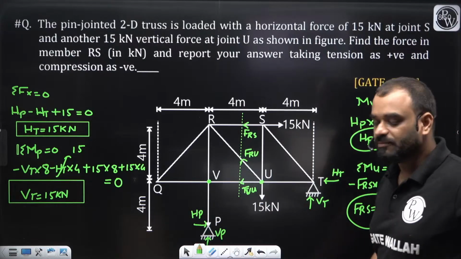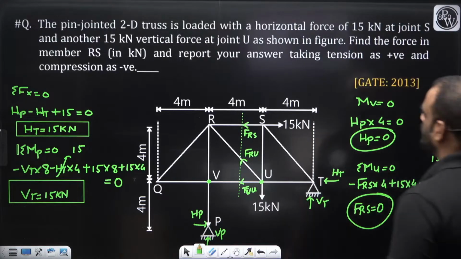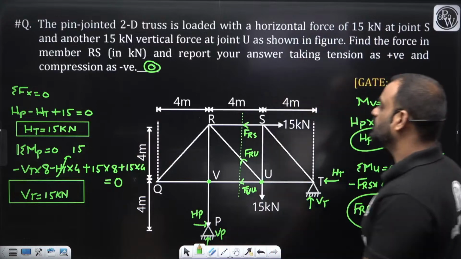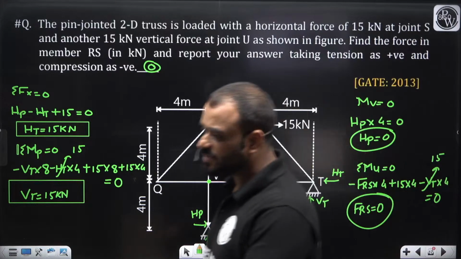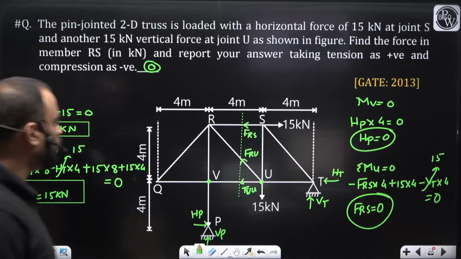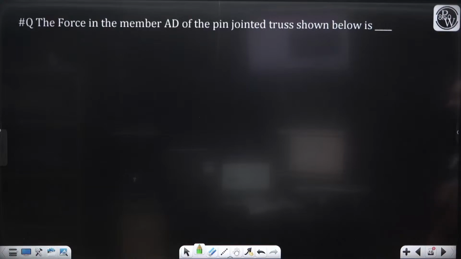So the force in member RS is equal to how much? It is basically 0. So the answer is 0. 0 is the correct answer for this particular question. Crystal clear, guys? Please write down in the chat box. Crystal clear to all of you? Perfect.